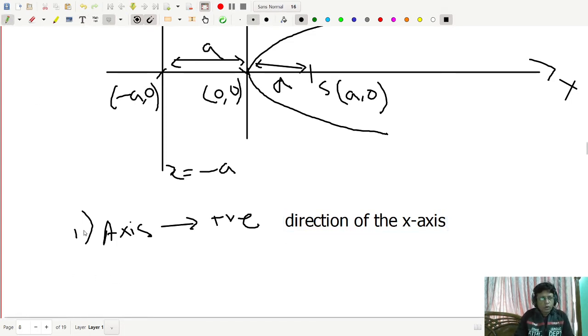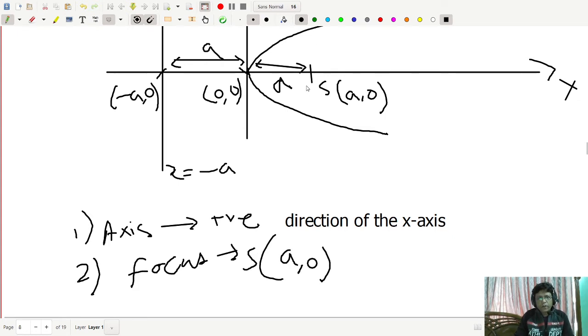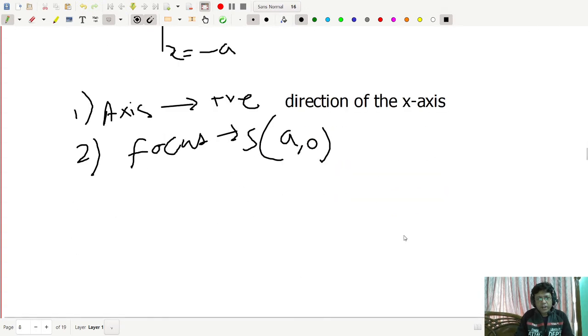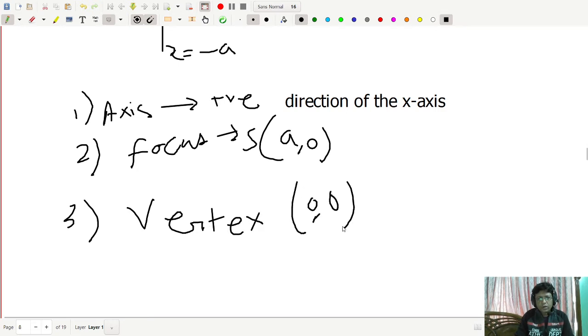Number two is focus. What is your focus? Focus is a comma 0. Look at that, the focus of the parabola, this is the fixed point, is a comma 0. Number three, what is the vertex of the parabola? Vertex is 0 comma 0.